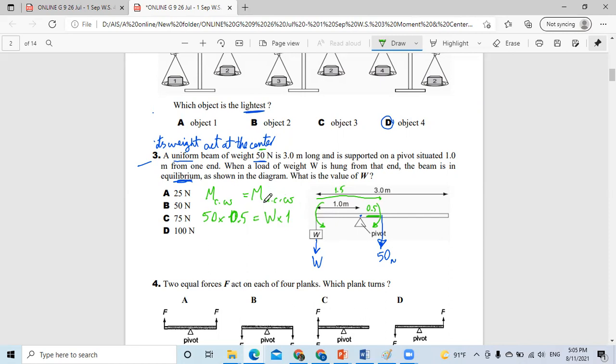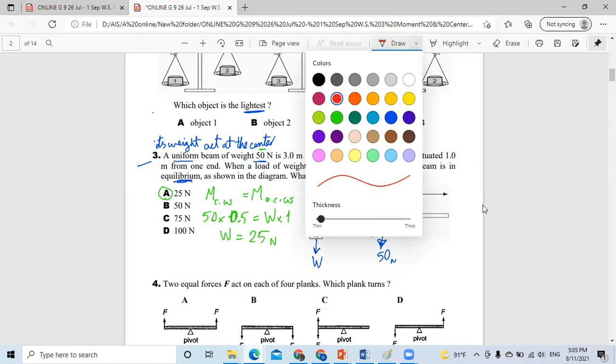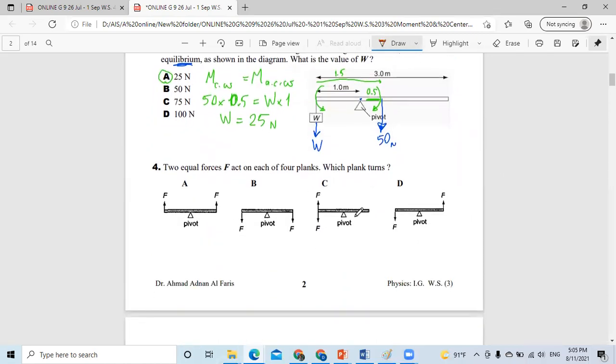So again, guys, force times distance for the weight of the uniform beam. So 50 multiplied by 0.5, the distance to the pivot, equals the force times distance anti-clockwise from the load W multiplied by the distance to the pivot, 1 meter. So W will be equal to half of 50, which is what? 25 Newton. So the answer is what? The answer is A. Good. Okay? Next question.